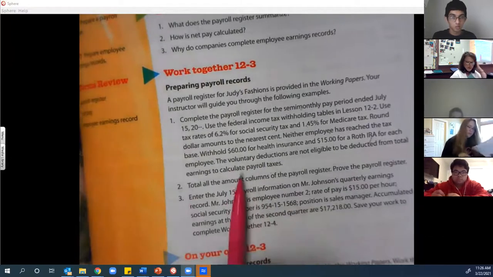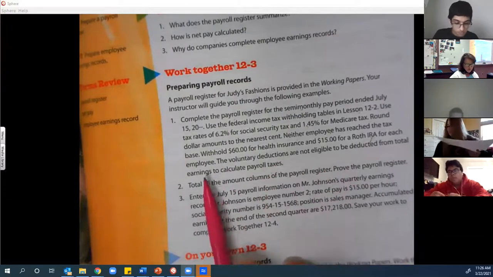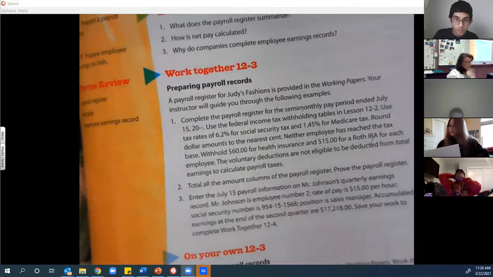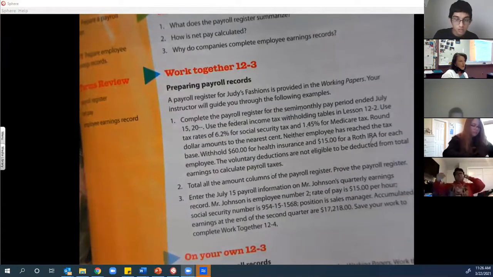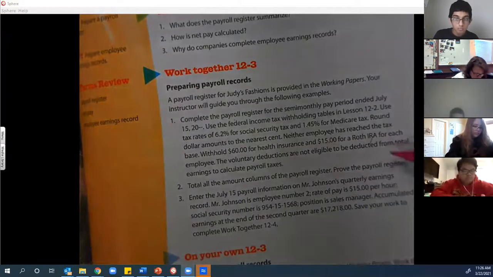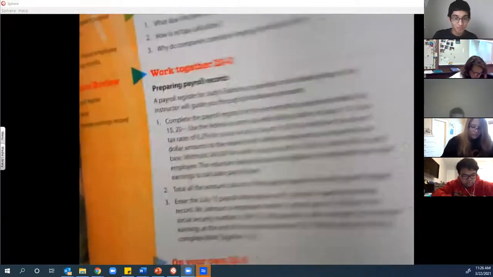So this statement right here, the voluntary deductions are not eligible to be deducted from the total earnings to calculate payroll tax. That really has nothing to do with what we're doing, but it's really important to know that. Oh wait, let me look at something.